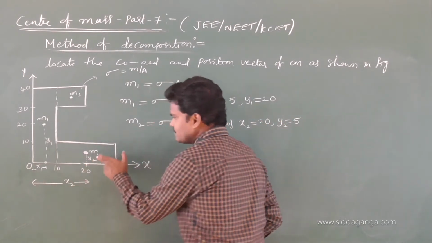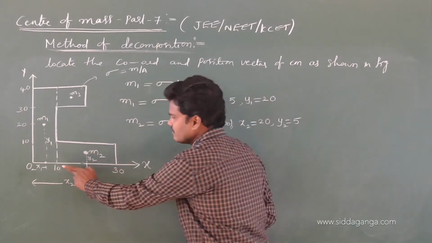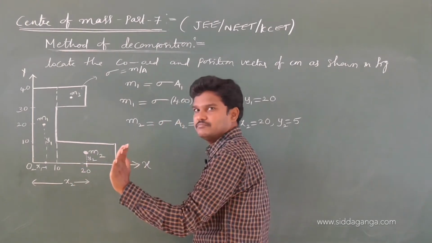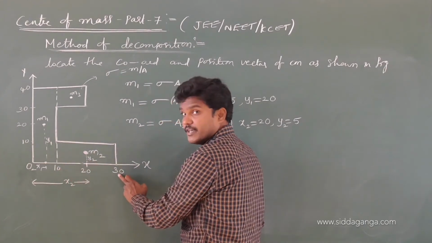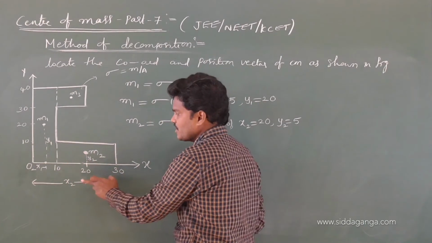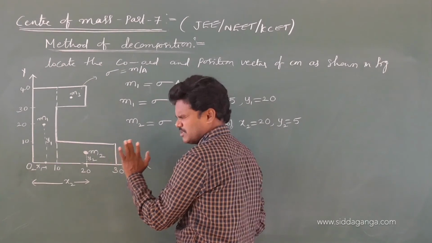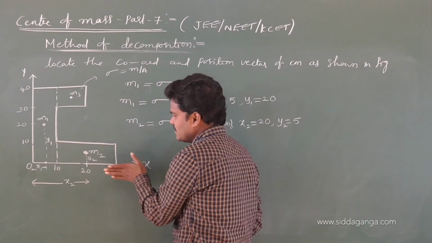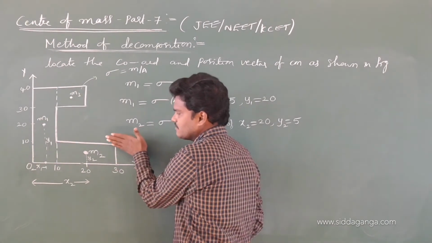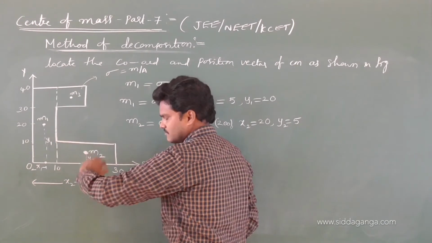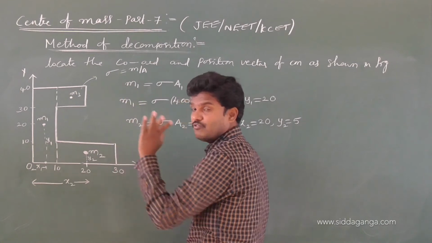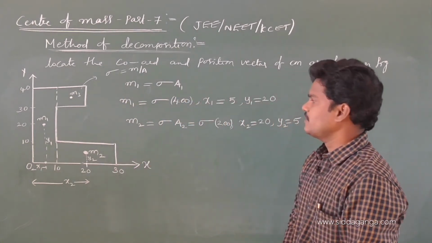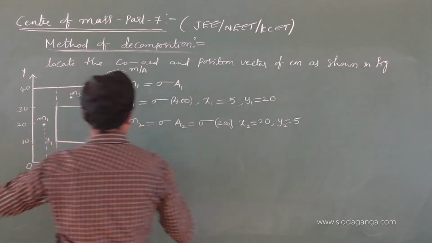Otherwise, for this block, starting value plus ending value by 2: 10 plus 30 by 2, 40 by 2. So x2 is 20. And y2: this is 0 and this is 10 along the y axis. 0 plus 10 by 2, 5. So y2 is 5. Let us decide M3.